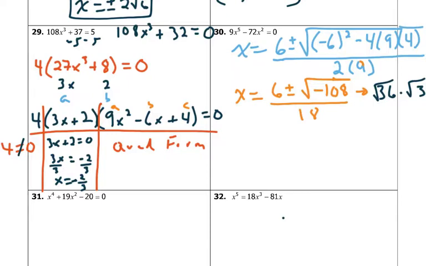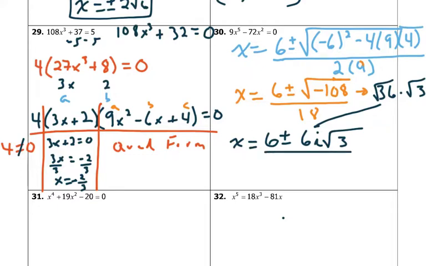Once we do that, remember we have to take out the i for the negative, so it's 6 plus or minus the square root of 36, which is 6, times i. That's for the negative, and the square root of 36 is 6. That's what that's coming from. Left with the square root of 3 on the inside. And that's all over 18.